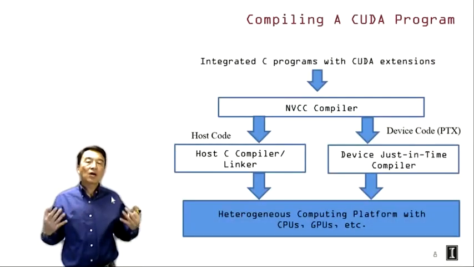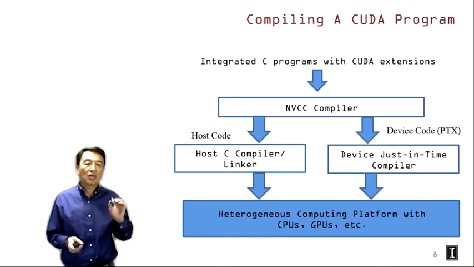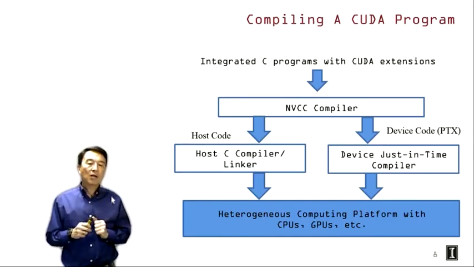Now that we know how to declare a kernel, how to launch a kernel, and so on, I would like to tell you a little bit more about how a CUDA program is compiled. In every file, we're going to have both host functions and device functions. So NVCC, the NVIDIA C compiler, will automatically identify all the host functions and kernel functions and separate them out into two compilation paths.